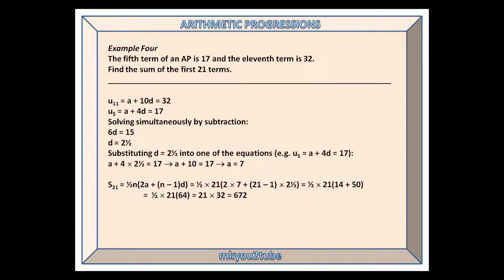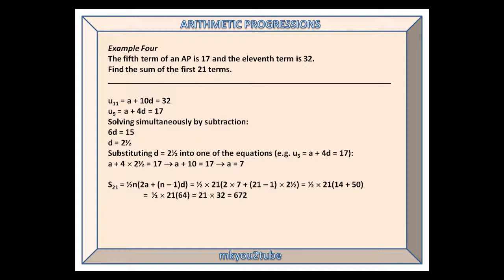Example 4. The fifth term of an AP is 17 and the 11th term is 32. Find the sum of the first 21 terms. u11 is a plus 10d, which equals 32. u5 is a plus 4d, which equals 17. Solving simultaneously by subtraction, we get 6d equals 15, and hence d is 2.5.